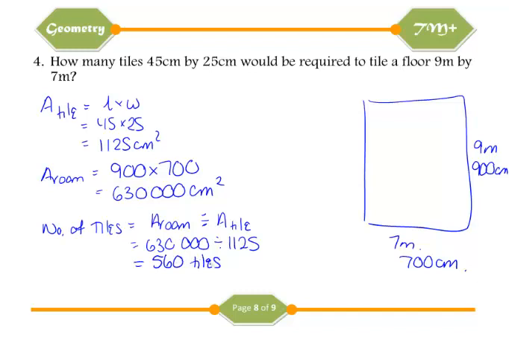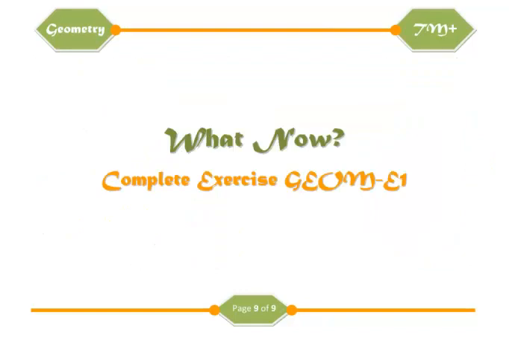Now note, we have an assumption here that the tiles will be cut. Okay, if that wasn't the case, we'd have to make sure we look at how our tiles would fit across the room. Okay. What now? Geometry E1 in your textbook has exercises on area.